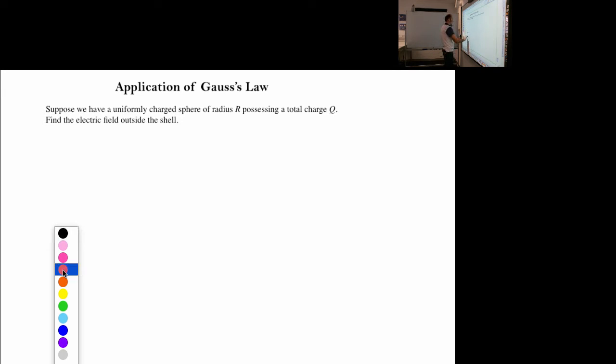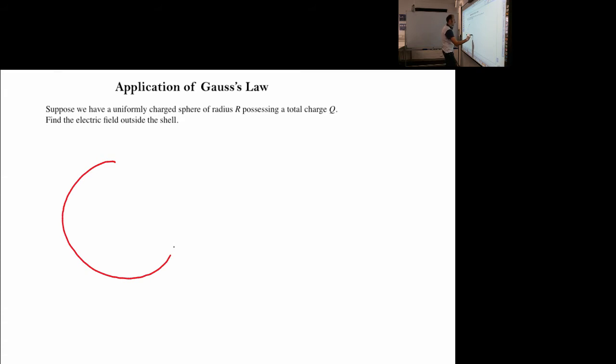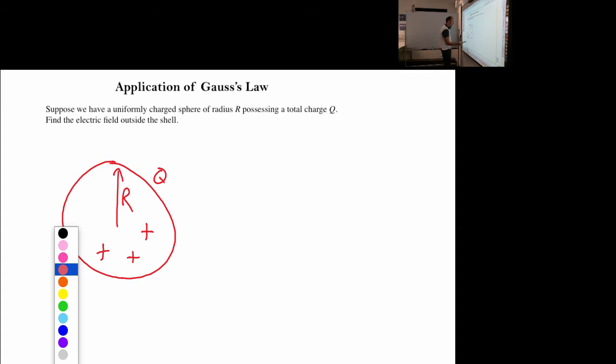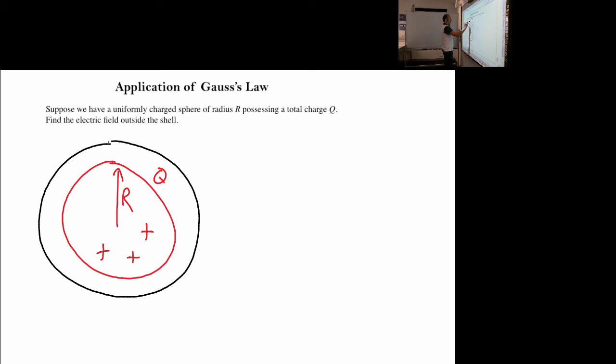Okay, so let's just draw the sphere up. Radius r, it's a positive charge, and it carries a total charge of q. The first thing that we do is we draw a surface, which is called a Gaussian surface, around the outside of our charged sphere. And this Gaussian surface has got a radius which is given by a little r.